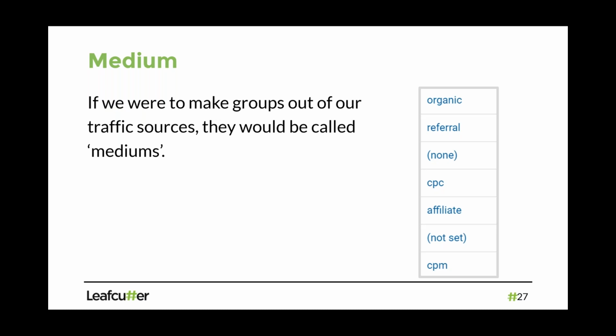For example, there's a medium of organic, and that just means organic search. Referral is just links from other websites. CPC in that list is meant to be paid search traffic. So there are all these mediums that we have. You can make up your own mediums. It's not just that Google has set ones; you can make up your own. They're just ways for you to group the traffic together of where people come from to your website.